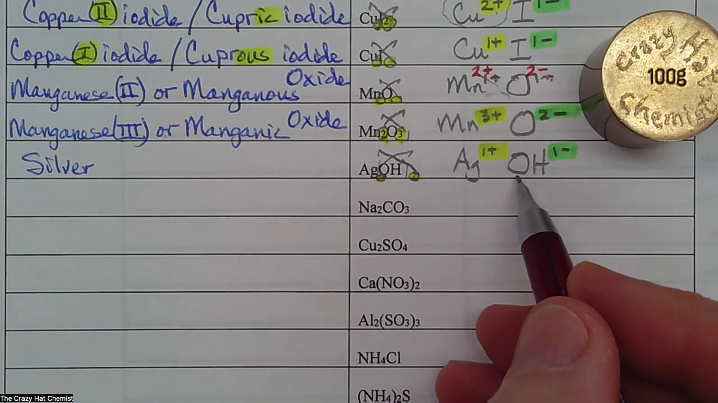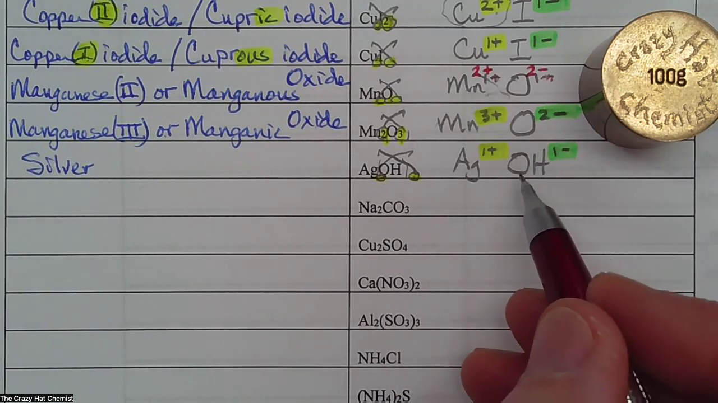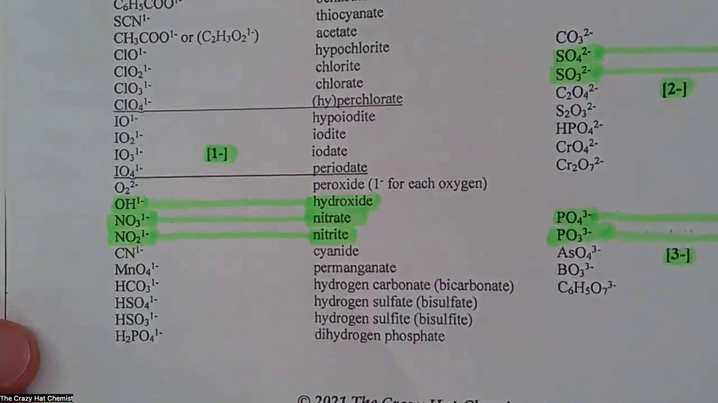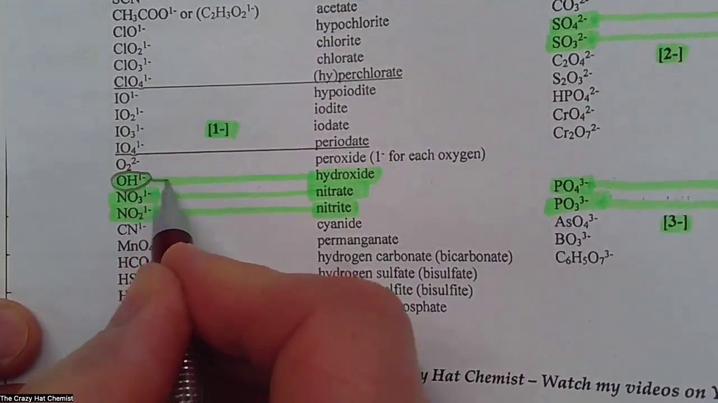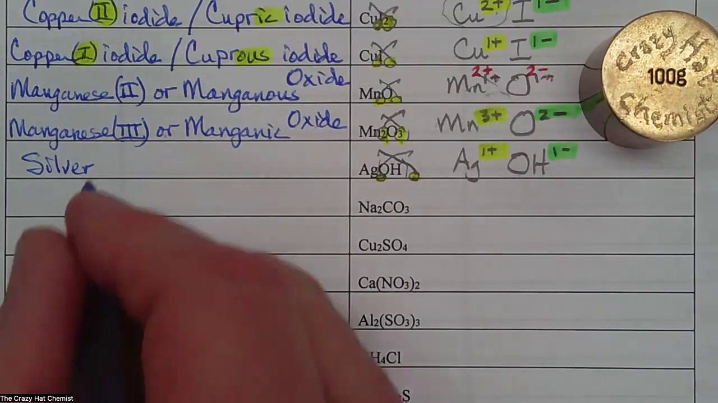And then OH, that is hopefully obviously a polyatomic ion. If you looked at the previous videos, two capital letters together gives me a polyatomic ion. So when I'm in the polyatomic ion category, there's an OH that's a 1 minus. What's the name? That is hydroxide. So I'm going to write down the name hydroxide.